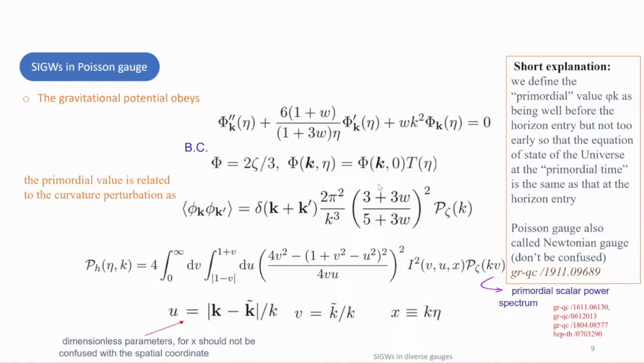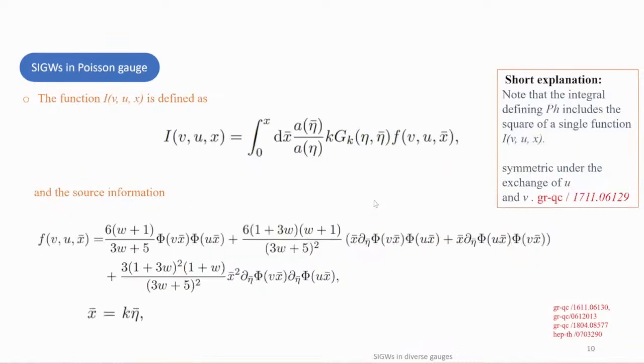So further, Poisson gauge, also called Newtonian gauge, further study can be found in these following references. Here, the kernel function in the Poisson gauge. So we have to find it using the source term. We find the kernel function using this formula. Further here, f_uv(x) contains the source information in Poisson gauge. So in the following, this is the formula that contains the source information.